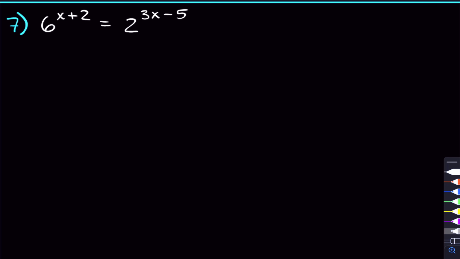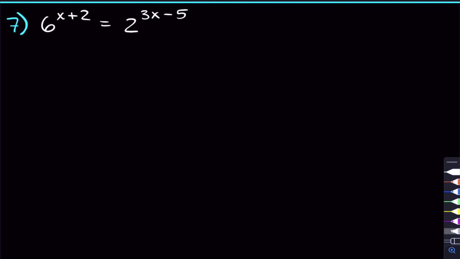Well, first, can we get common bases here between a 6 and a 2? Well, it might feel like it because 6 is a multiple of 2, but no, there is no way that we can get common bases. You might be thinking, oh, maybe we can make the 6 a 2 to the third, but 2 to the third is 8, not 6. 2 times 3 would be 6. So we can't do that.